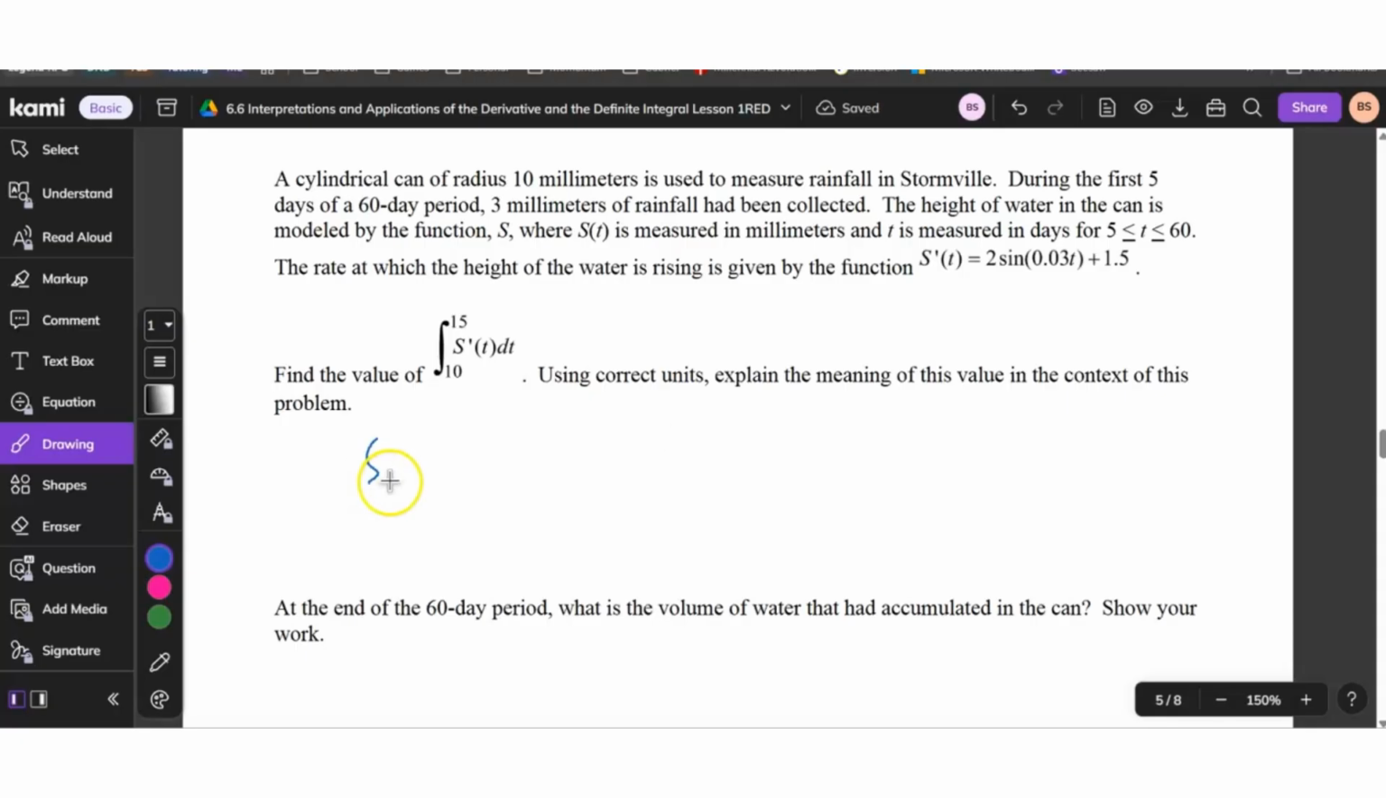So, we're going from 10 to 15 of S prime of t. Do we write that function there? You could write out this function, but realistically, what are we doing? Yeah, we're gonna integrate it.